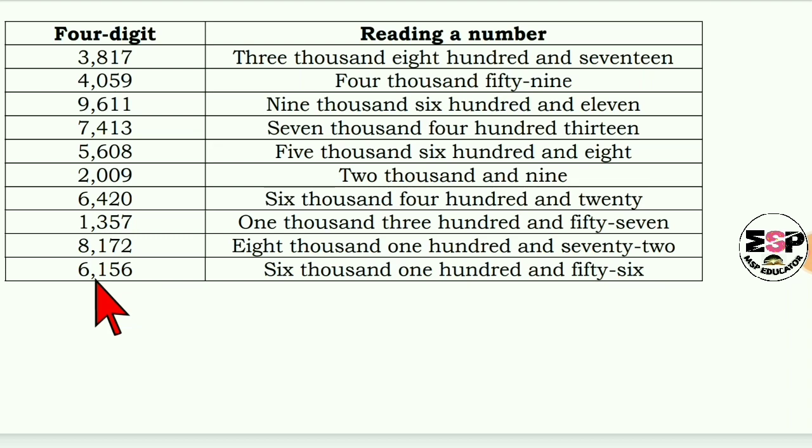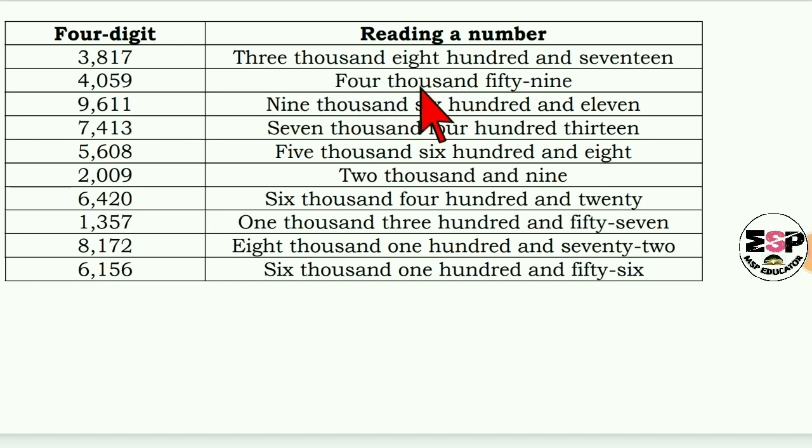Yes. So here the first number is 3817. As 3 is on the thousand place, 8 is on the hundred place, 1 on the tens place, and 7 is on the unit place. So you are going to write and read the numbers according to their places. Okay. So 3817.